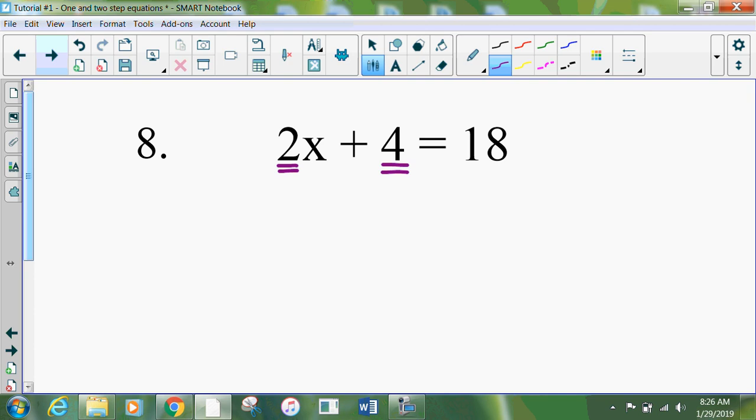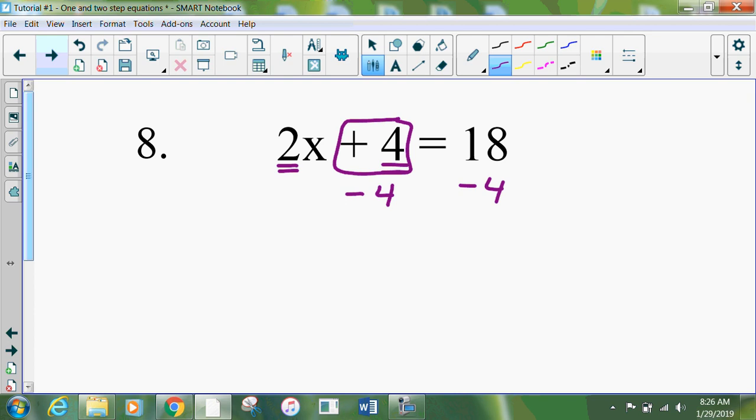So I'm going to look at the 4. This is the easy one, because addition and subtraction I always want to take care of before multiplication and division. So here we go. To get rid of a +4, I'm going to subtract a 4. Now, I'm not going to subtract a 4 from the 2x. I'm just going to subtract the 4 once from the left side and once from the right.